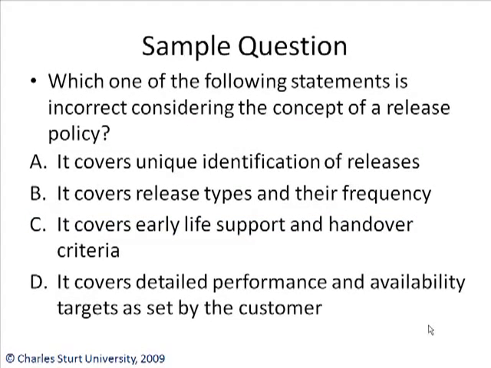What's up, Doc? It's a simple question. Which one of the following statements is incorrect considering the concept of a release policy? Answer A. It covers unique identification of releases. Answer B. It covers release types and their frequency. Answer C. It covers early life support and handover criteria. And answer D. It covers detailed performance and availability targets as set by the customer. I'll give you a couple of seconds to think about the answer and then we'll move on as usual.